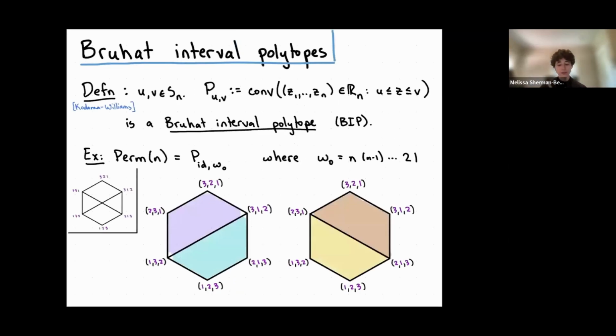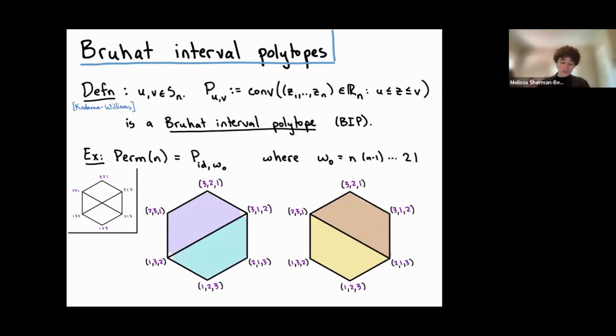So these smaller polytopes are called Bruhat interval polytopes. And these were first defined, I think, by Kodama and Williams, but the definition is super natural. Maybe they could have even been defined earlier. So pick a pair of permutations, U and V in Sn. And the Bruhat interval polytope, PUV, is going to be the convex hull of all those permutation vectors where the permutation Z is between U and V in Bruhat order.